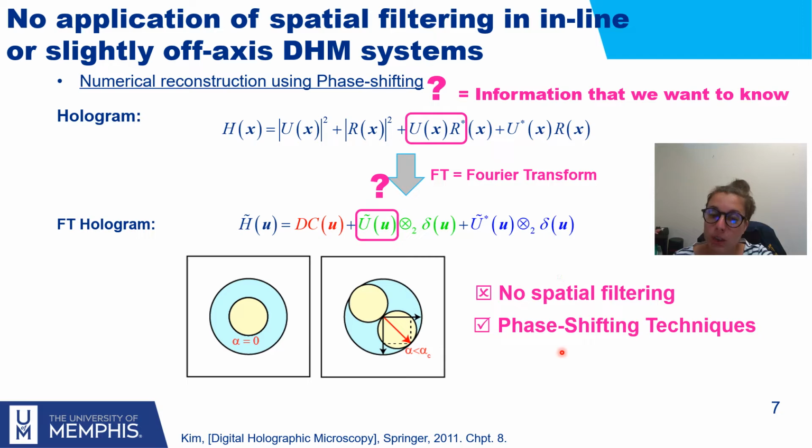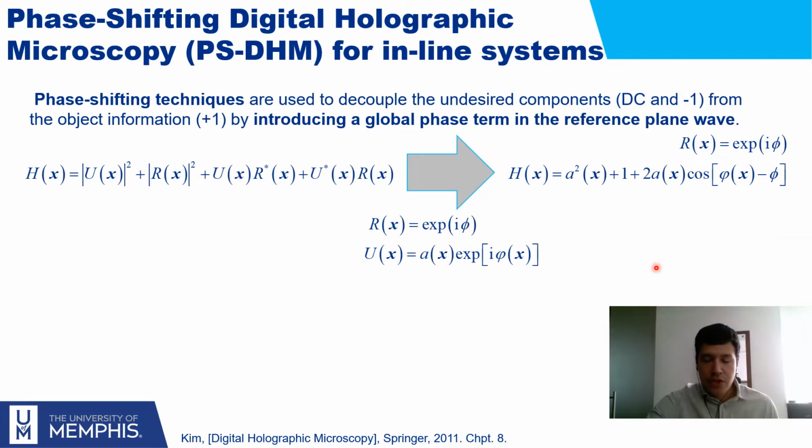So the way of doing it is using phase shifting techniques. As Anna mentioned, we need to apply phase shifting techniques to recover the information of the holograms in these configurations. To do this, we can see the reference waveform as a plane waveform with an arbitrary phase offset value, in this case this parameter over here. This yields a mathematical representation of the hologram that involves the amplitude information of the sample, but also the phase information of the sample with a constant phase offset value.